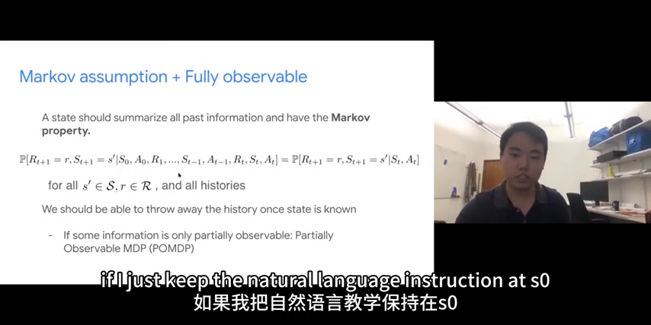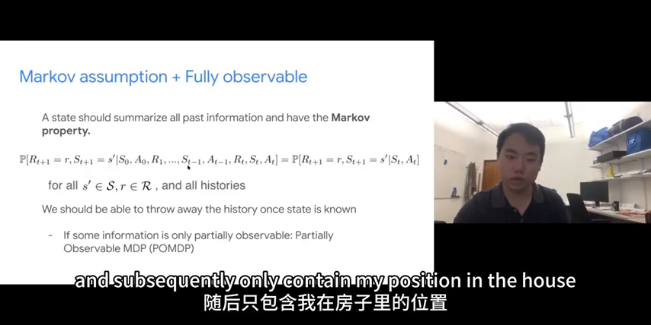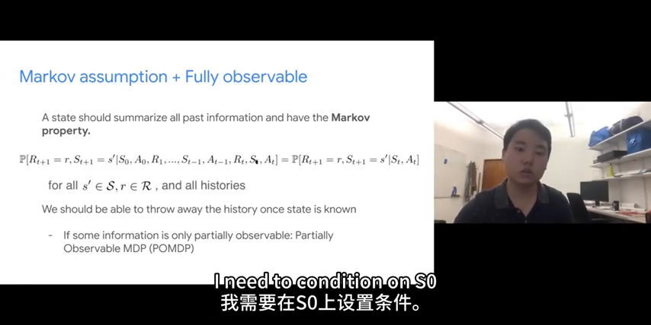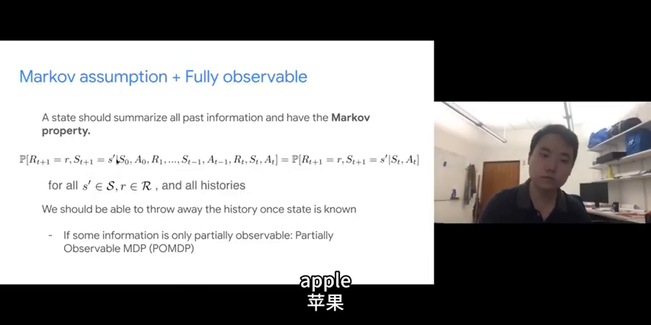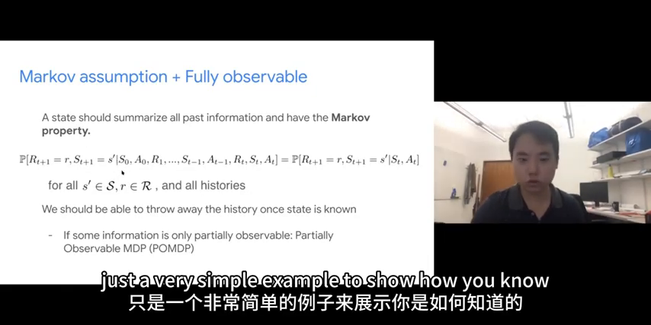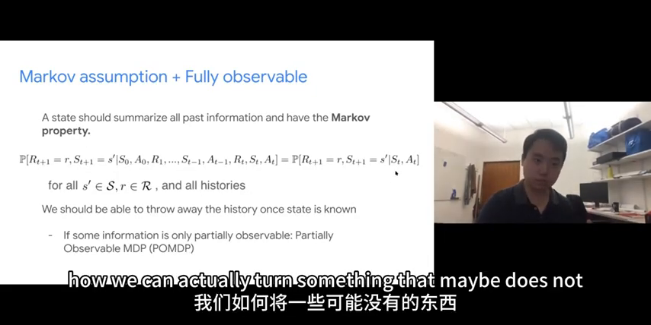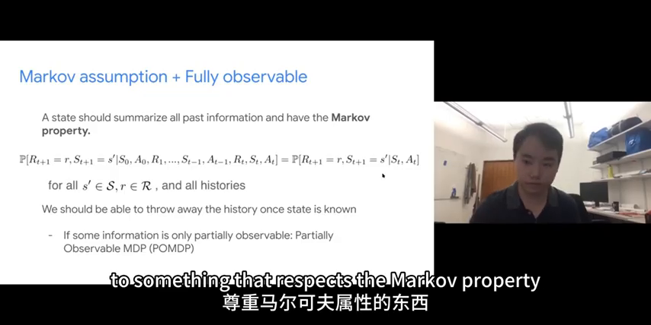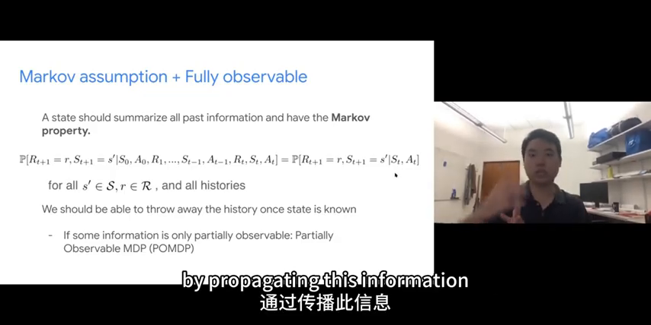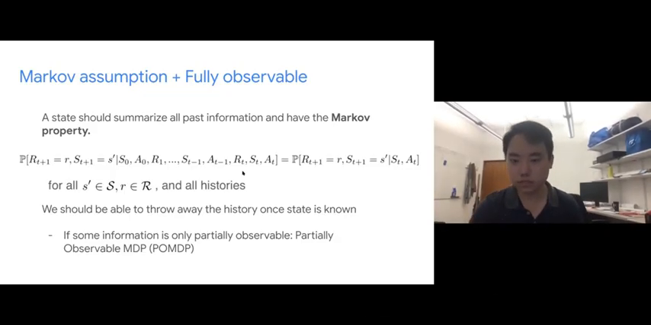On the other hand, if I just keep the natural language instruction at S0 and subsequently only contain my position in the house, then by the time I get to ST, I need to condition on S0 to be able to realize that I'm supposed to pick up an apple. Just a very simple example to show how we can actually turn something that maybe does not consist of the Markov property to something that respects the Markov property by propagating this information towards the later states.